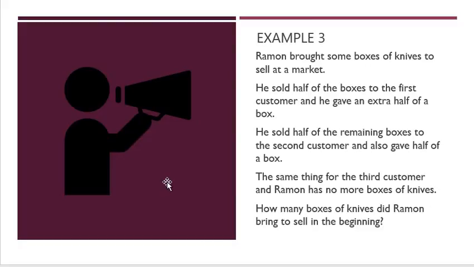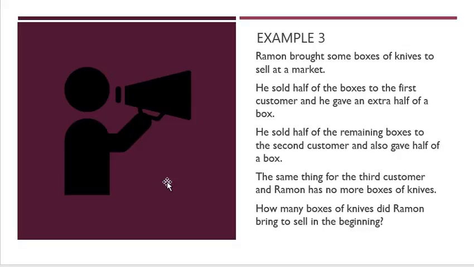For our final question, we have this problem. Ramon bought some boxes of knives to sell at a market. He sold half of the boxes to the first customer and he gave an extra half of a box. He sold half of the remaining boxes to the second customer and also gave half of a box. The same thing for the third customer, and Ramon has no more boxes of knives. How many boxes of knives did Ramon bring to sell in the beginning?